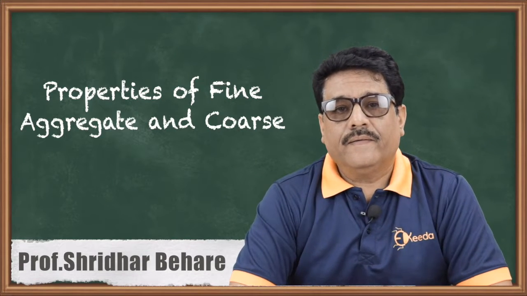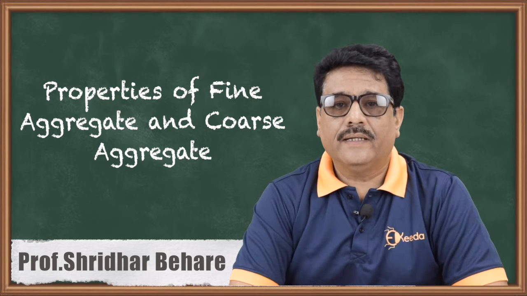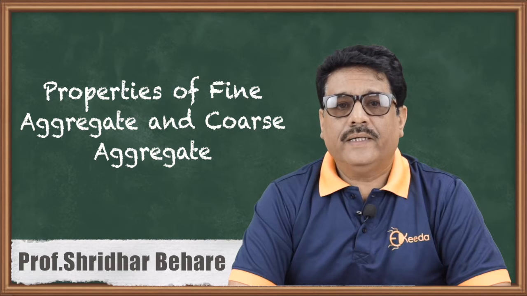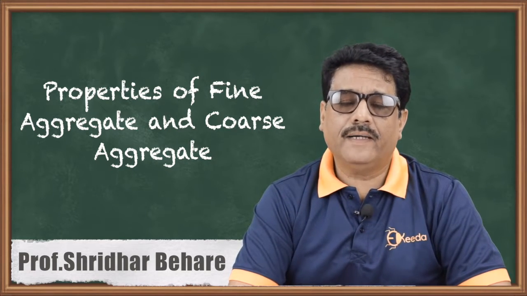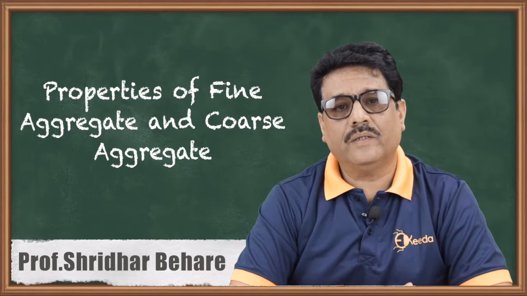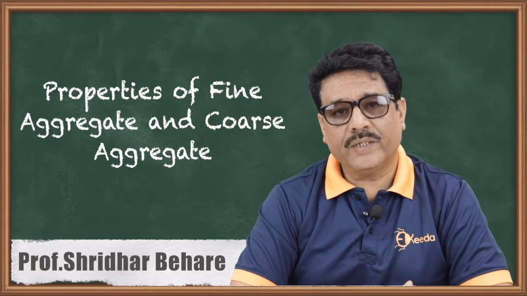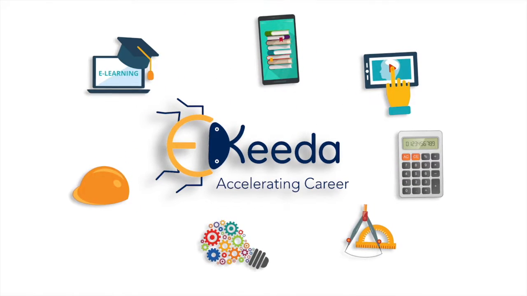Hello friends, we have seen that fine aggregates and coarse aggregates are the main aggregates used in concrete making. The characteristics possessed by these aggregates have a great impact on the properties of concrete also. So let us see the properties of aggregates. Properties of aggregates, let us discuss this.